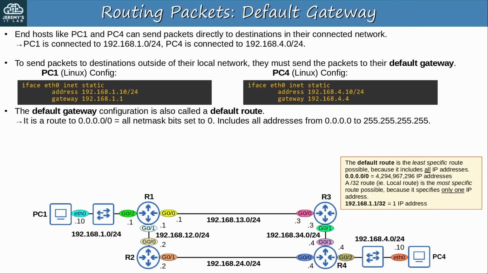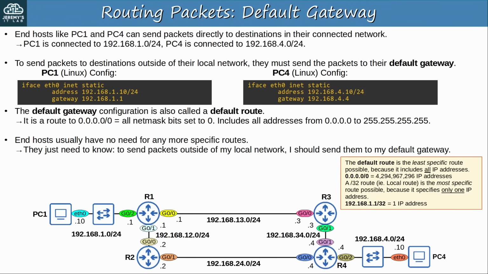So the default route says, if there aren't any more specific matches for this packet, don't drop it, send it via this route instead. Later, we'll see how to configure a default route on a Cisco router and what it can be used for. But for now, just understand how it works for end hosts like PC1 and PC4. End hosts usually have no need for any more specific routes. They just need to know, to send packets outside of my local network, I should send them to my default gateway.